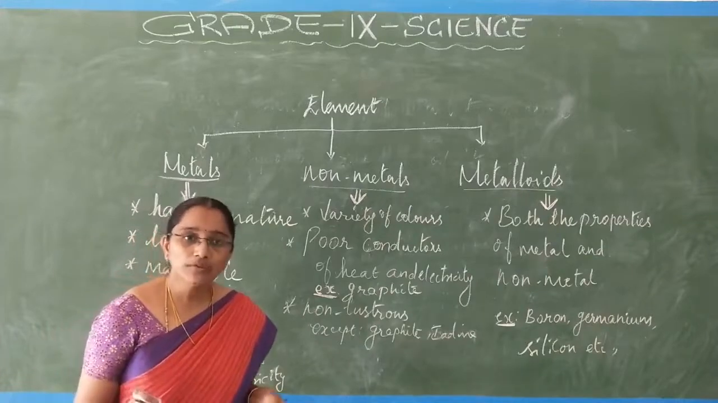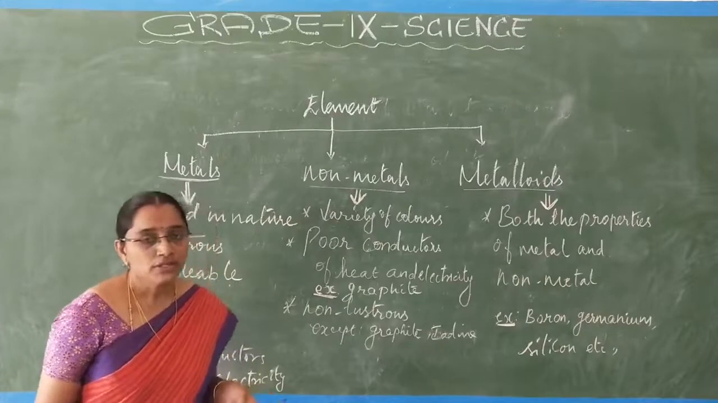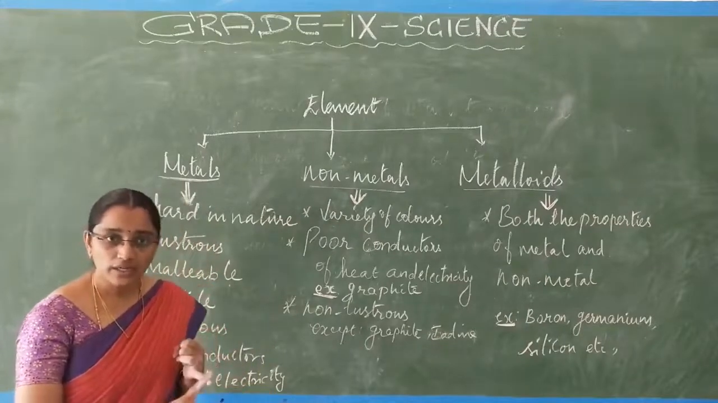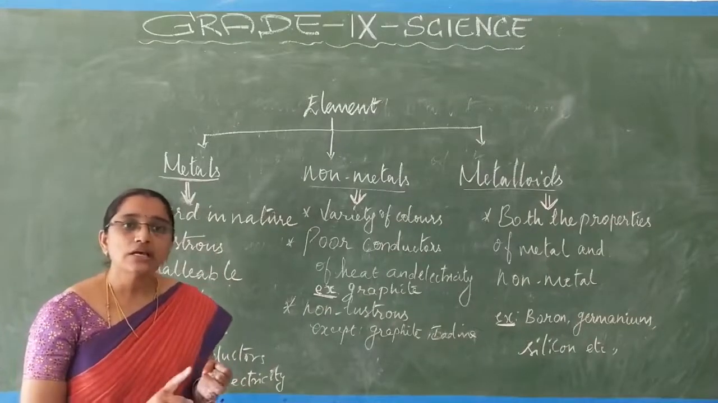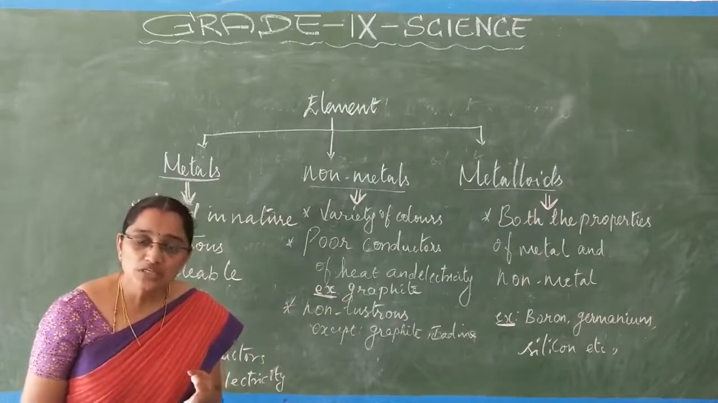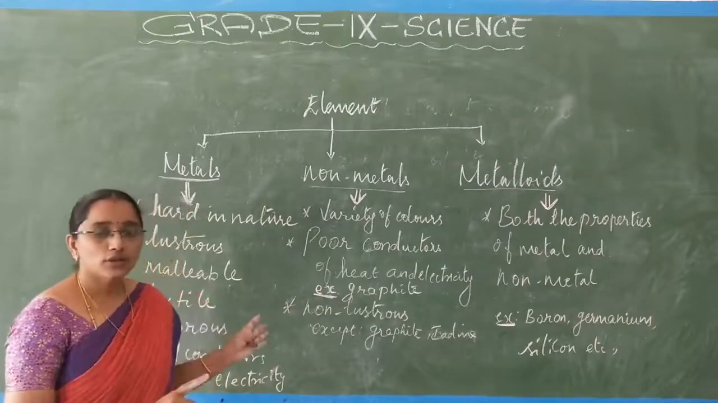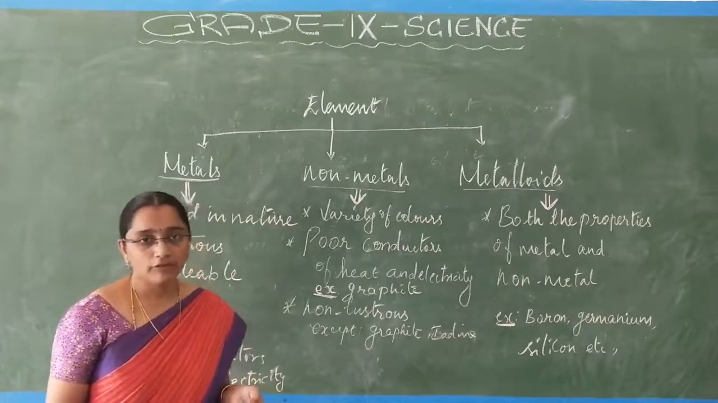And mercury, we know, is the only metal which exists in the form of liquid. So metals are hard in nature. Mostly all the metals are hard in nature except some metals. Sodium and potassium are soft metals, and mercury is in the form of liquid, and we know that cesium and gallium even melt at room temperature, by the heat of our palm.